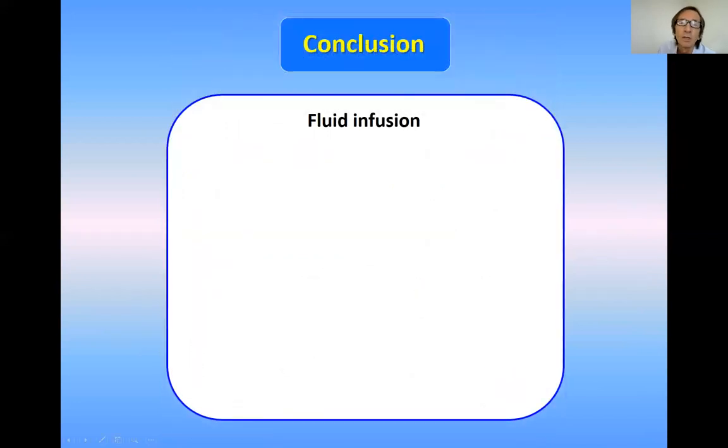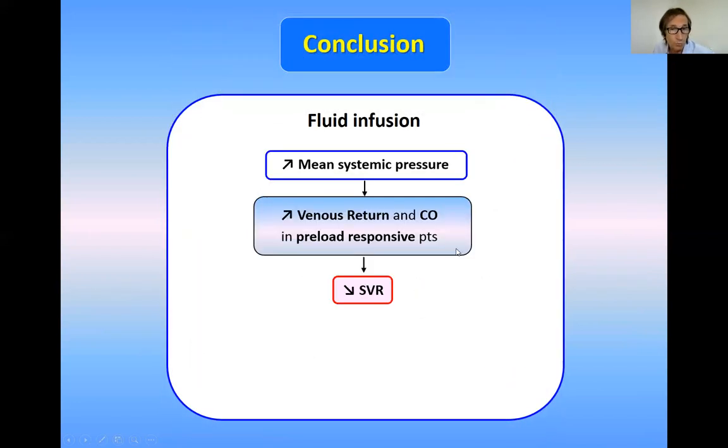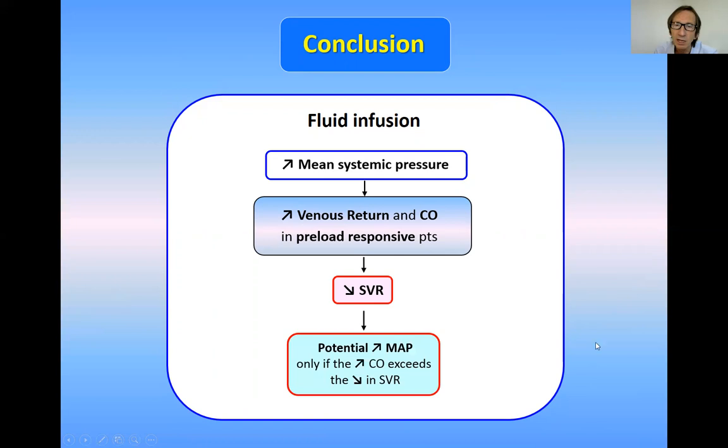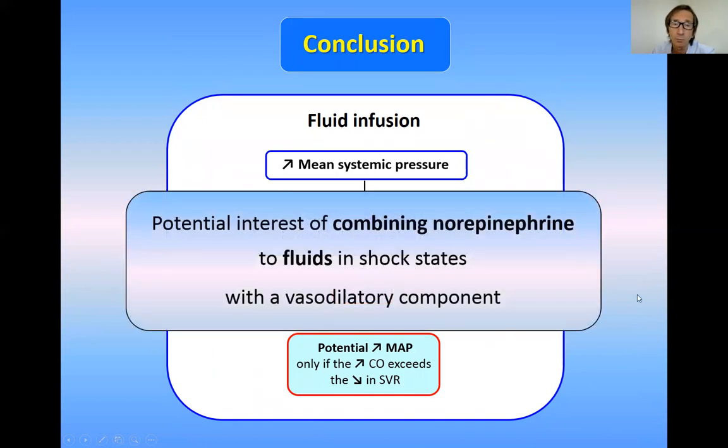So my conclusion, fluid infusion is able to increase the mean systemic pressure. This is why it increases venous return and cardiac output in preload responsive patients, but this also leads to a decrease in SVR. Therefore, there is a potential increase in MAP only if the increase in cardiac output exceeds the decrease in SVR. This is why it is potentially interesting to combine norepinephrine to fluid in shock states, at least in shock states with a vasodilatory component.